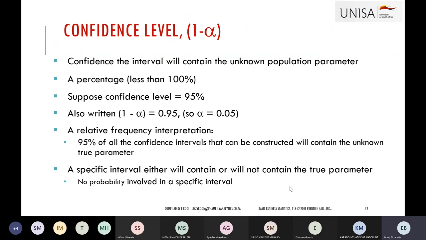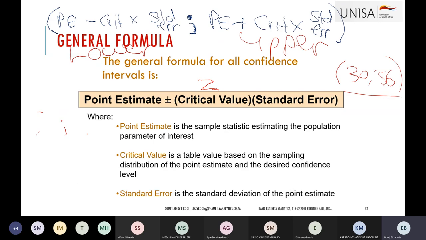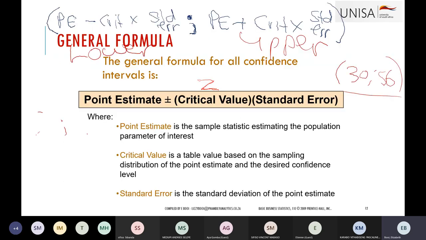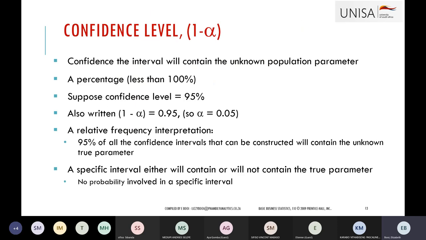Okay, so we kept on saying the critical value is our Z value, and I kept on saying we're going to find it by using the confidence level. So what is the confidence level? We use it to calculate the confidence interval, and it will also assist us with the estimation process, as we know that we use it to find the Z value. The confidence level you will be given as a percentage. Now I need to be very, very careful here. It is always going to be a percentage.